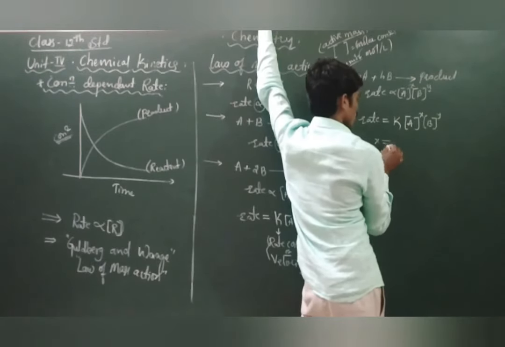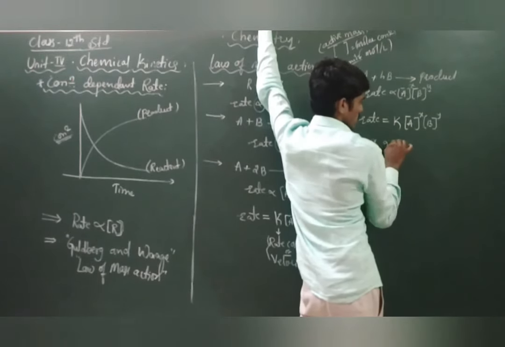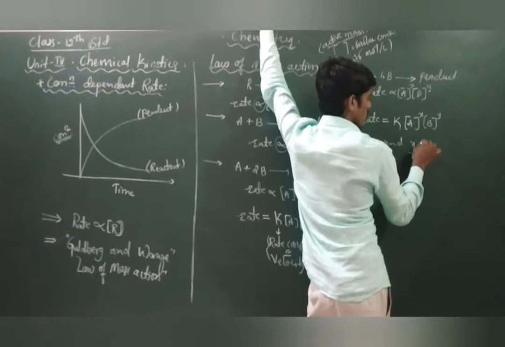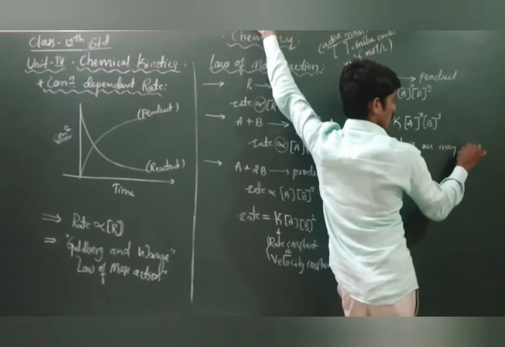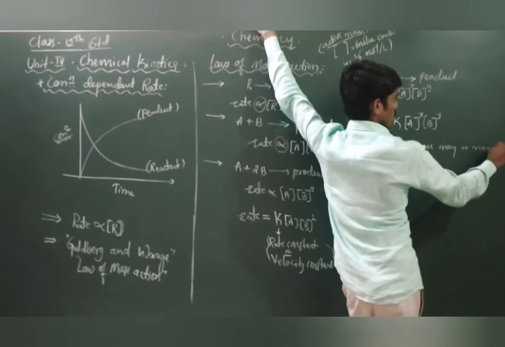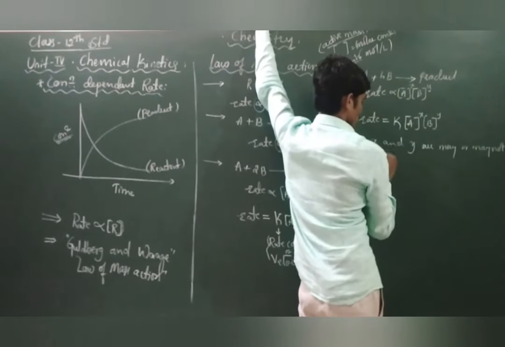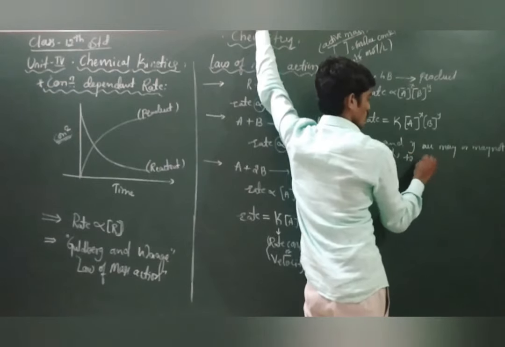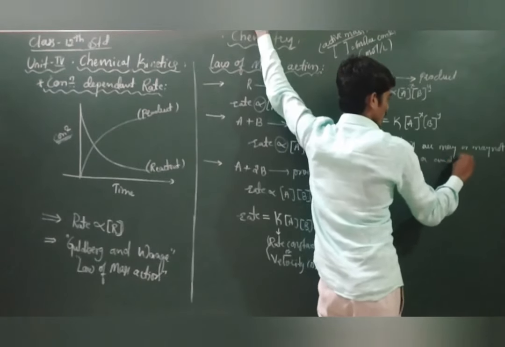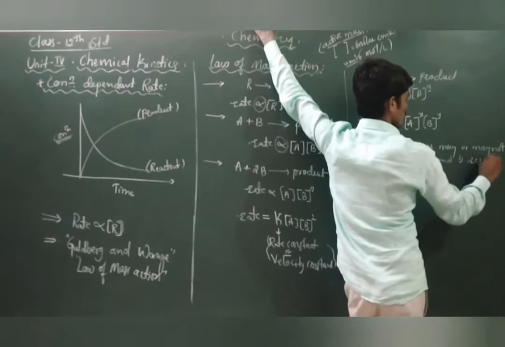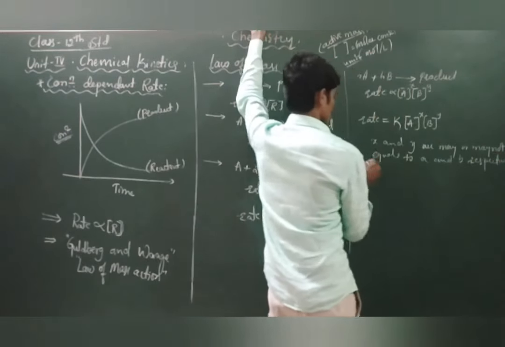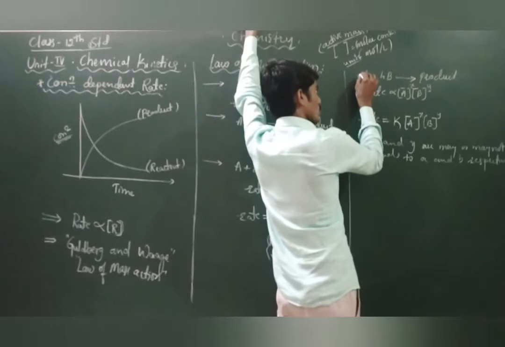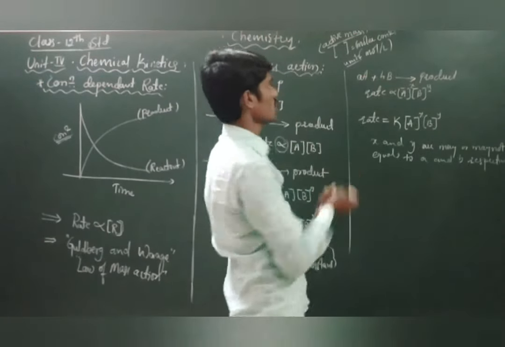Where X and Y may or may not be equal to A and B respectively. Sometimes X may be equal to A, or it may not be equal to A; it may be different.